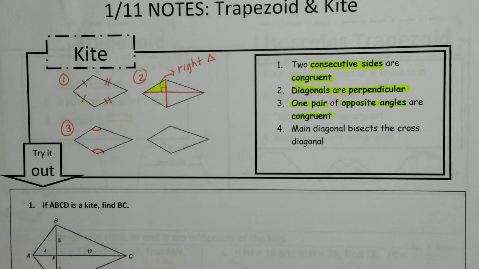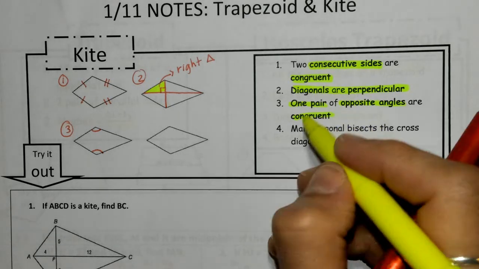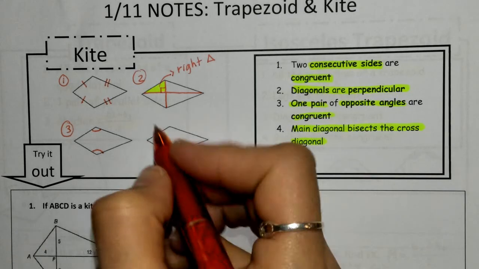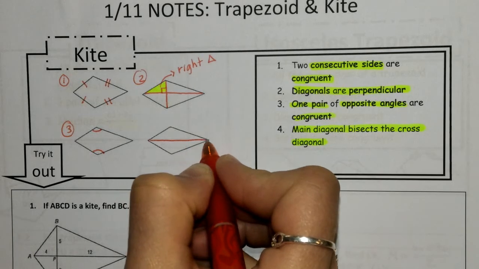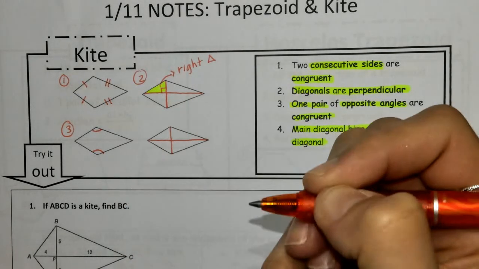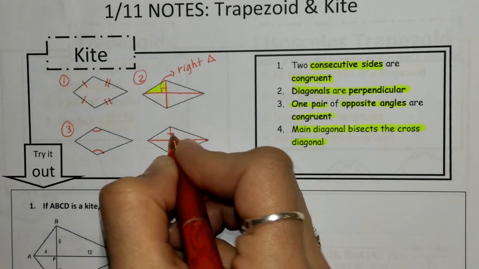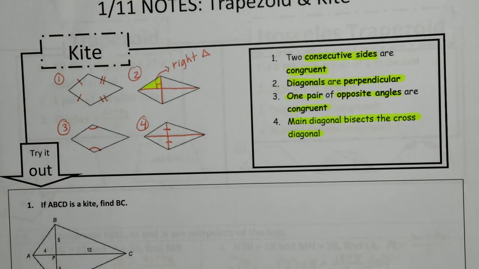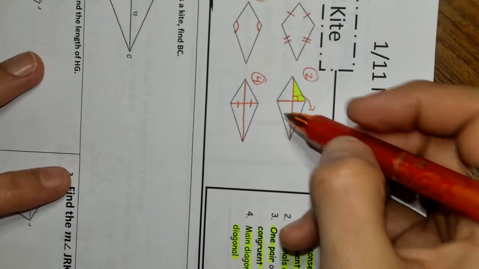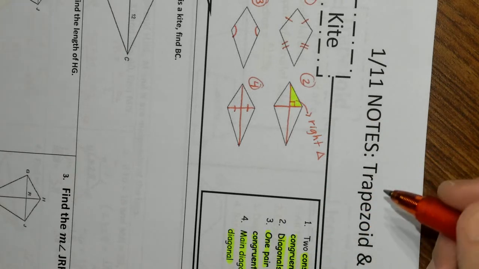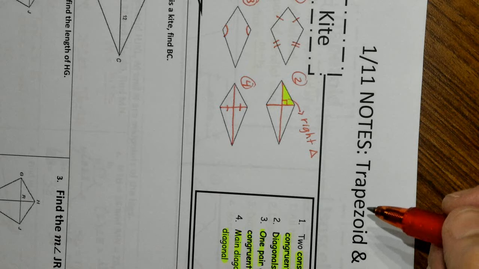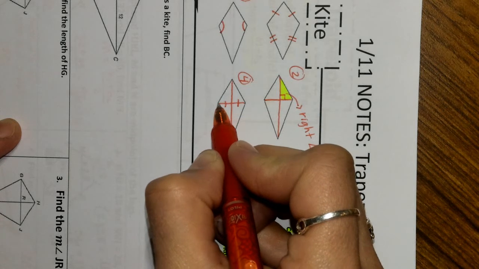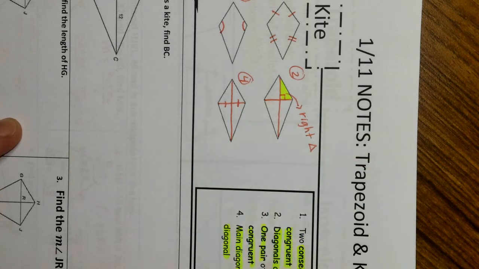And the last one is your main diagonal bisects the cross diagonal. What that means is the longer diagonal is going to bisect the shorter diagonal. So right here, this is going to be bisected. They're not both bisected. We only have one diagonal bisected. The way you can remember that is it says it bisects the cross diagonal. If you draw the representation of a cross, you always do that longer one downward first. To complete drawing that cross, you do that horizontal one. That's the one that gets bisected.